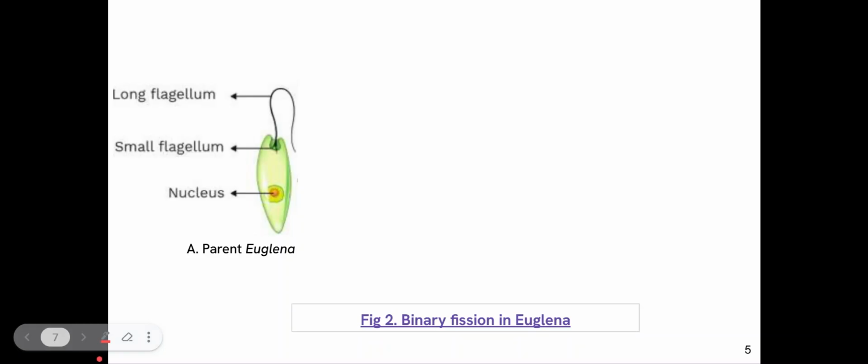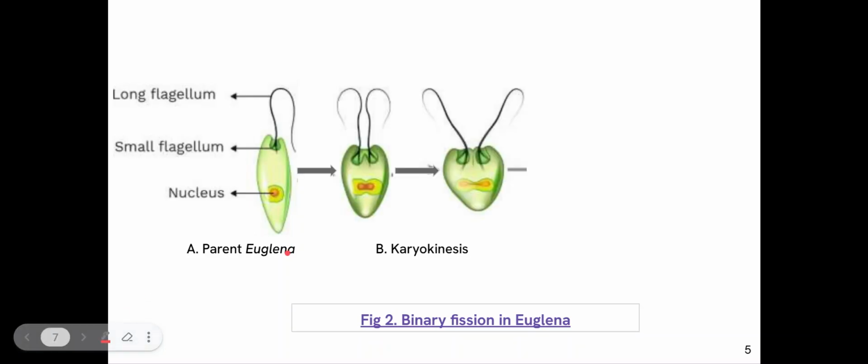Next, we study binary fission in euglena. On your screen, you can see the parent euglena. Similarly, in this case as well, there has to be the accumulation of cytoplasm with all of its nutrients, which is shown over here with the darkly colored green stain. And once the cytoplasm is densely accumulated, the cell prepares itself for the division of the nucleus.